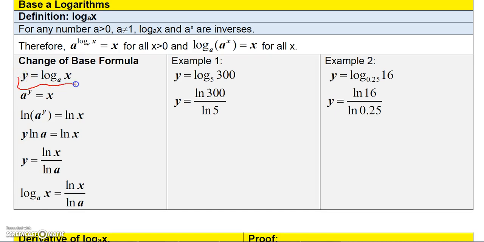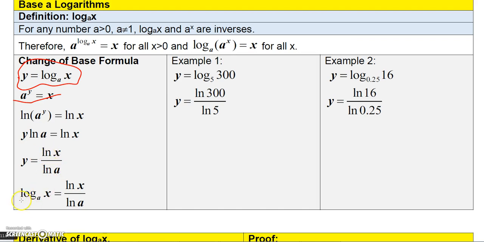If you have y equals the log of x base a, you can actually write this in exponential form as a to the y equals x. And then you could take the log of both sides. So natural log of a to the y equals natural log of x. And then you could write natural log of a to the y as y times the natural log of a. And then divide both sides by natural log of a. And you get y equals natural log of x divided by natural log of a.